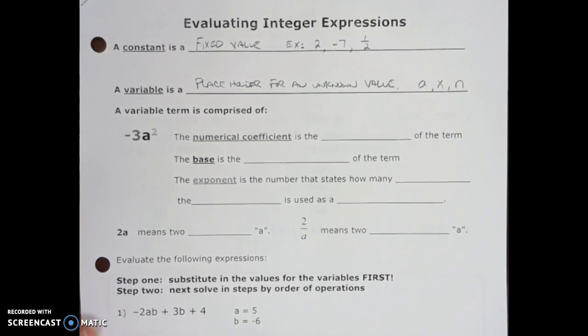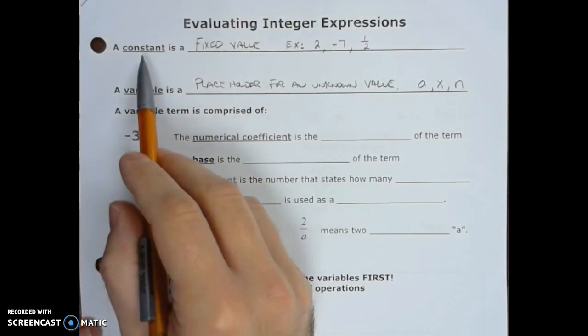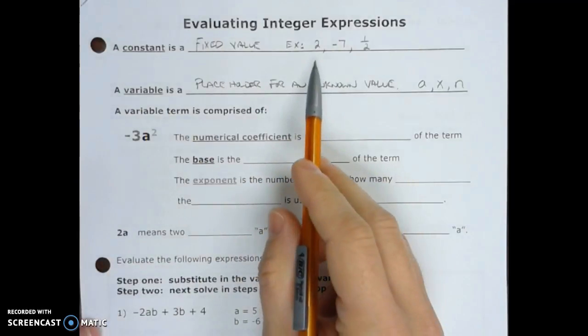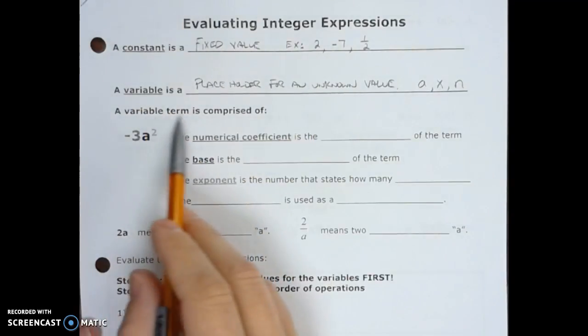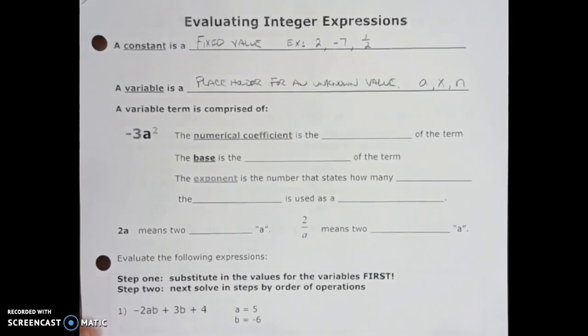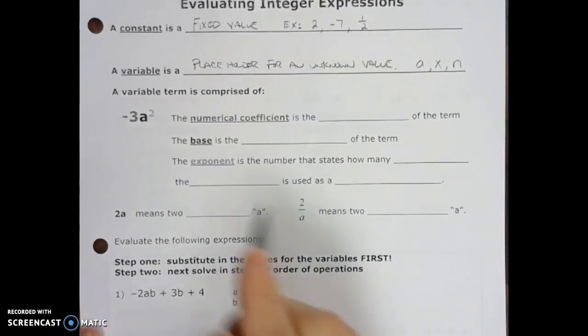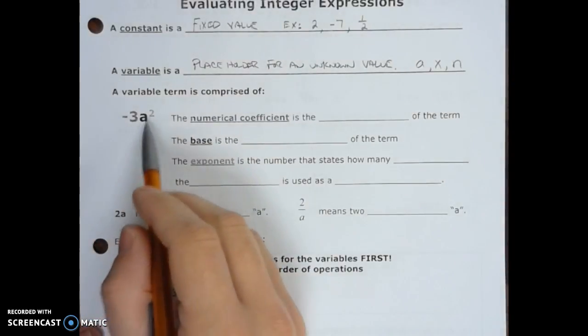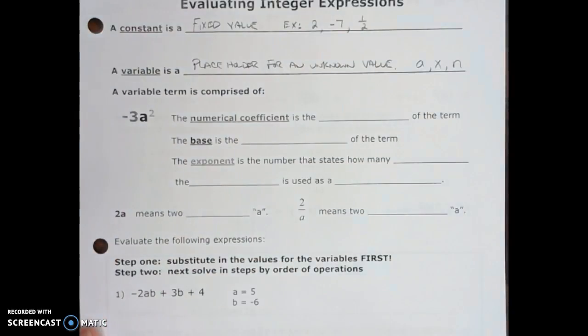Now, there are different terms that we're going to look at. We talked before about constant terms. Constant terms are just these fixed values. We can also have a variable term. A variable term is a term that has a variable in it. For example, -3a squared. This here is called a variable term.